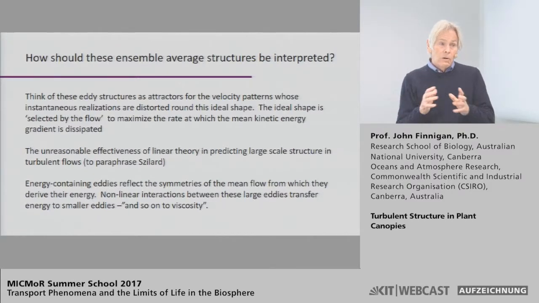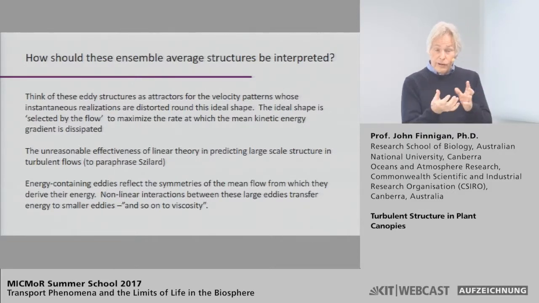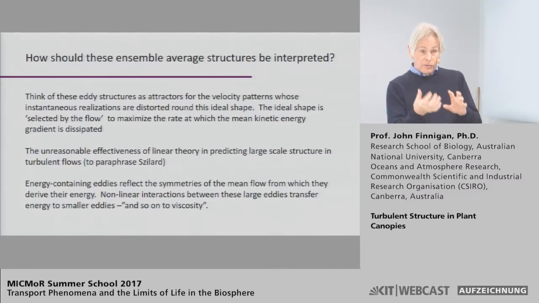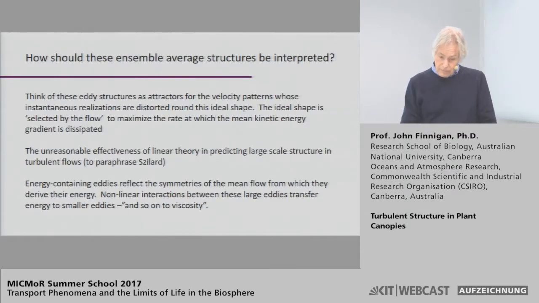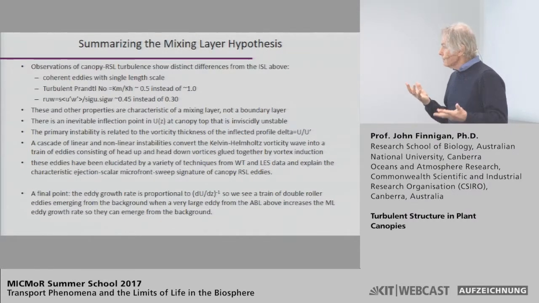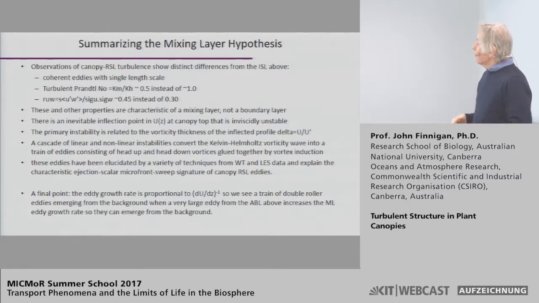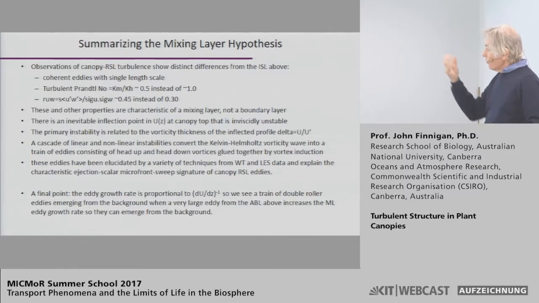So surprisingly, linear theory can get you quite a long way in turbulence if what you're interested in is the structural shape of large eddies, which are dominated by mean flow structures, or mean flow which has clear symmetries. So summarizing all that, the mixing layer hypothesis: observations, as we saw, of canopy roughness sublayer turbulence, distinctly different from what's in the inertial sublayer above, coherent eddies with a single length scale.